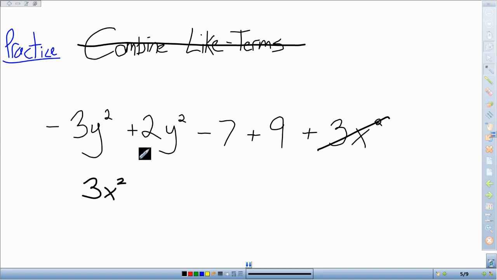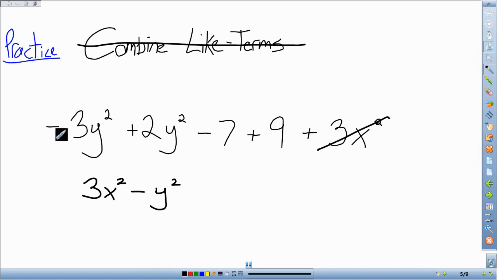Right. I have my y squareds. A couple of them. Those are like terms. Let's combine them. Negative 3y squared plus 2y squared gives me a negative 1y squared. By the way, a lot of times when we have a 1 in front of a variable, it's not written. So you might write this as just negative y squared. That's normally the way it's going to be written. It looks cleaner, but just know there's always that invisible 1 there when a variable is by itself.